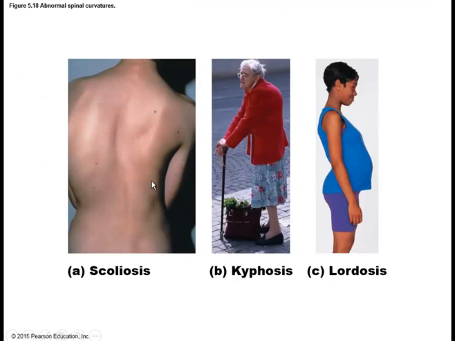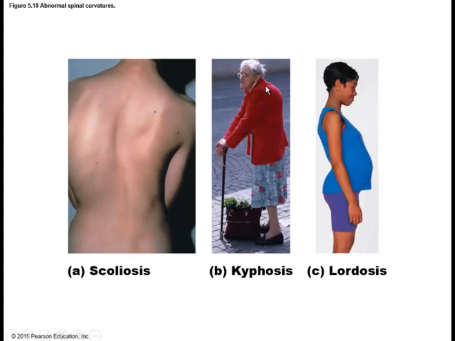This is showing you 3 different ways in which the spinal column, or the vertebra, I should say, can bend in inappropriate directions. In scoliosis, there is a lateral to medial twist in the spine. You can see that it's curved out that way towards the left.